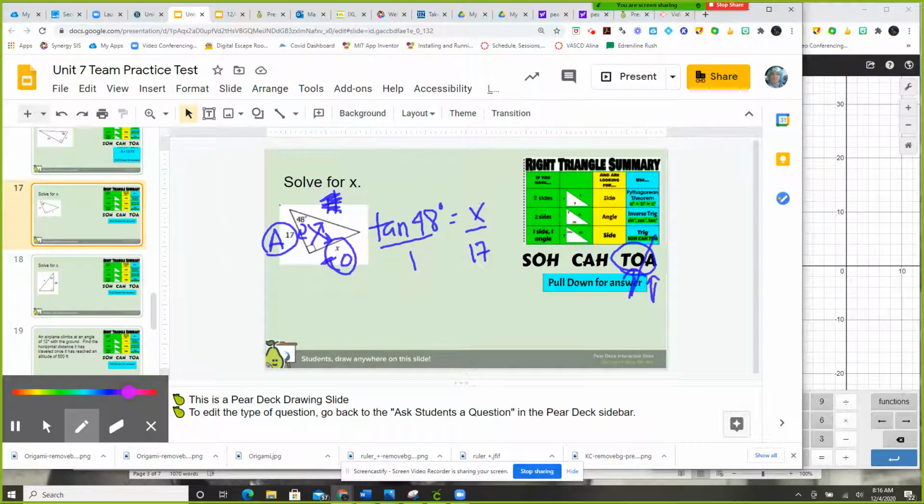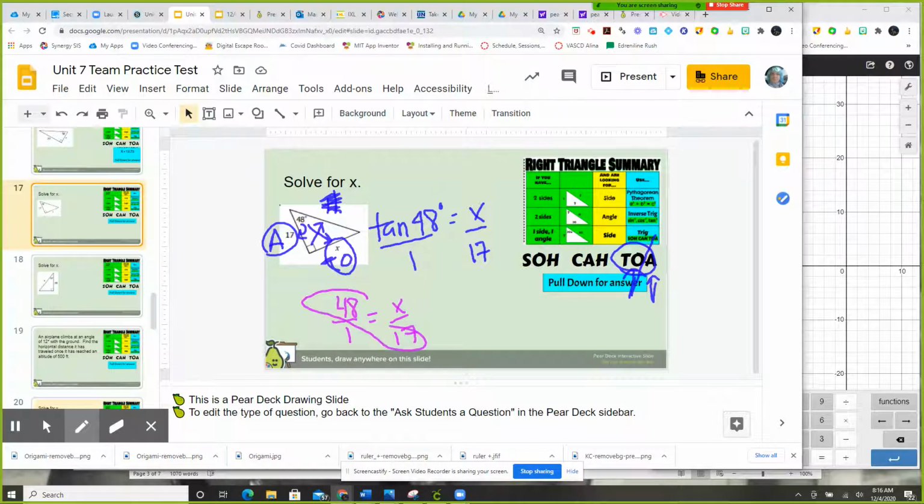Okay, so this is a proportion. It's just like if I had 48 over 1 equals X over 17. If I gave you that problem, what would you put in the calculator? Absolutely. We're going to do the same thing. We just have that weird little word tangent in there.